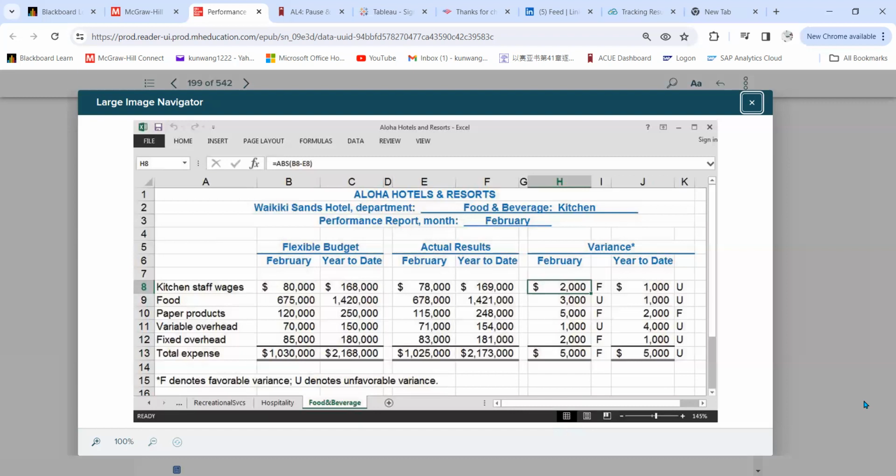That's a similar thing here. When we read this result, everything looks so simple, but the question is how you come up with the data. I'm reading it and looking at it: how did they get the flexible budget year to date? I see the kitchen, and I see February and the year to date. How did they get that?